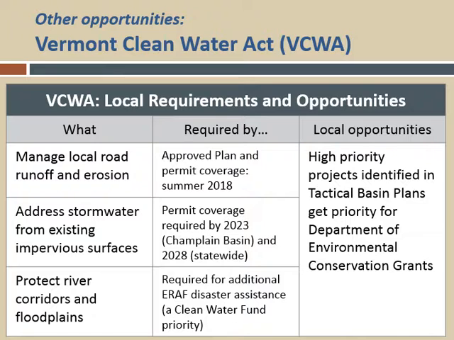A few programs in particular that can or must be undertaken locally include municipal road permits, addressing stormwater from existing impervious surfaces, and river and corridor floodplain protections. These programs also include priorities that will help the state implement priorities in various TMDLs, or total maximum daily loads. A TMDL is essentially a pollution allowance budget and cleanup plan for impaired water bodies.